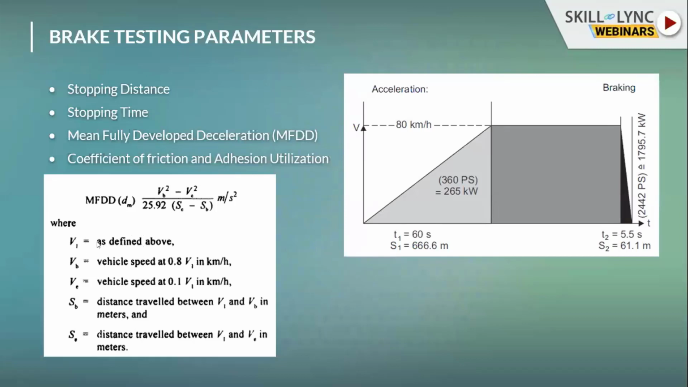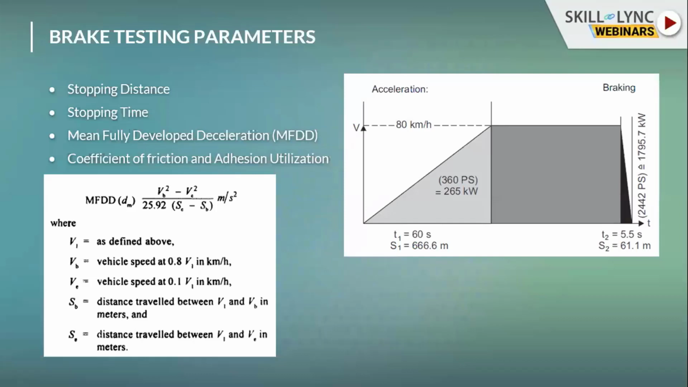V1 is the initial start speed of the vehicle. Start speed, I'm saying, is the speed at which the brakes are applied. Next, VB is the vehicle speed at 0.8 V1. 0.8 V1 is the 80 percentage of the initial speed, that is the starting speed of the vehicle. Then VE is the 10 percentage of the starting speed of the vehicle.